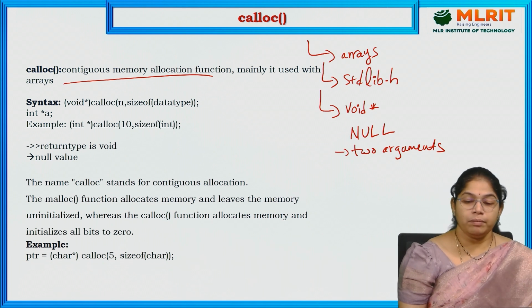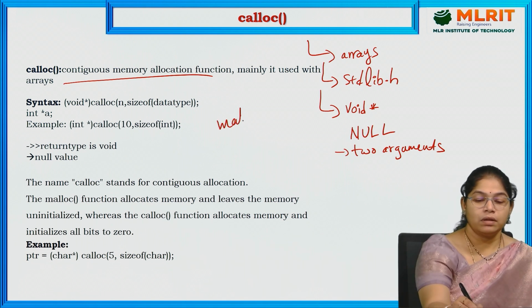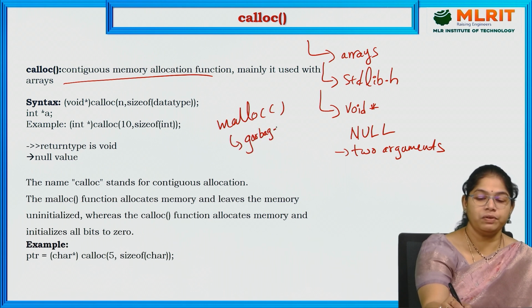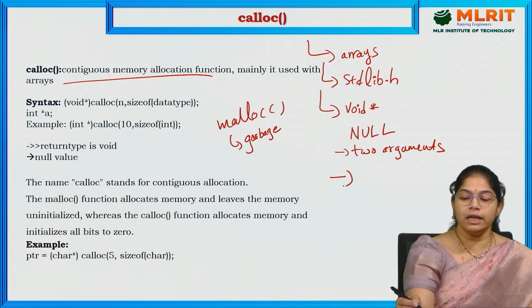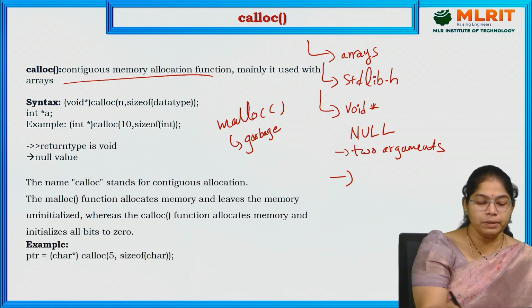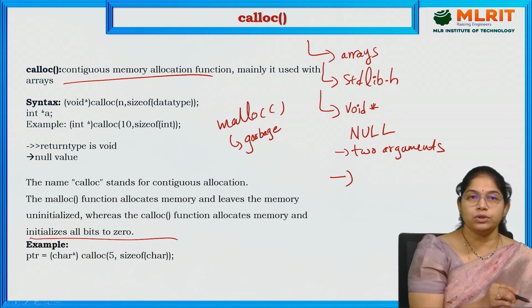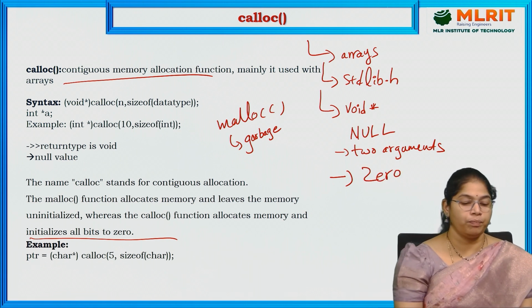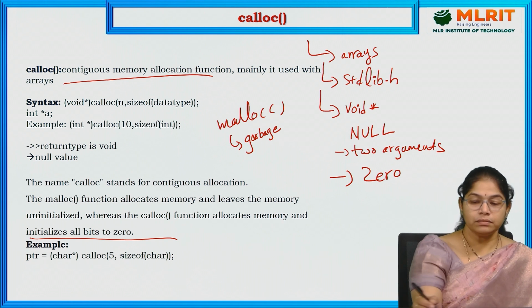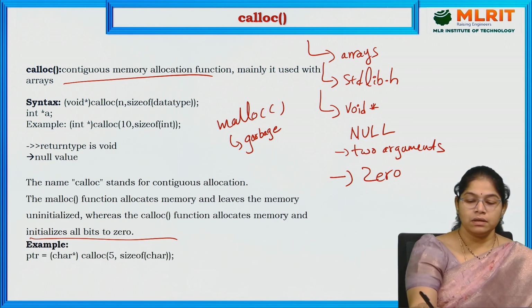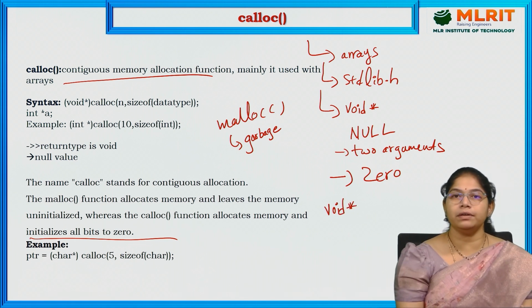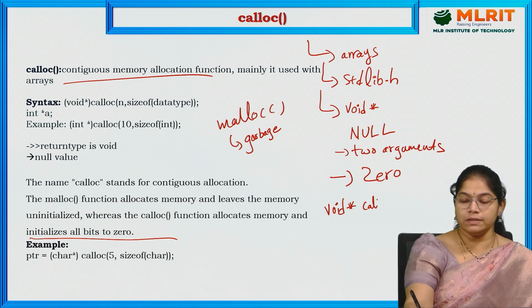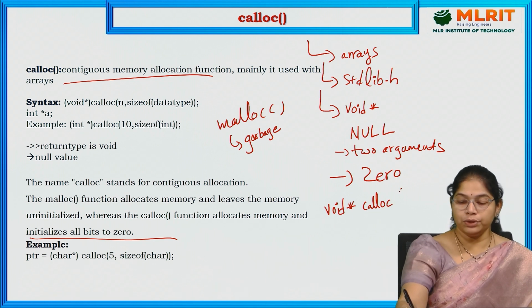And coming to malloc, the default value is garbage, as we discussed in the previous session. But in calloc, all the bits are initialized to 0. The default value of calloc is 0. Then the syntax. On successful allocation, it returns a void pointer. Then the function we are using here is calloc and it takes two arguments.